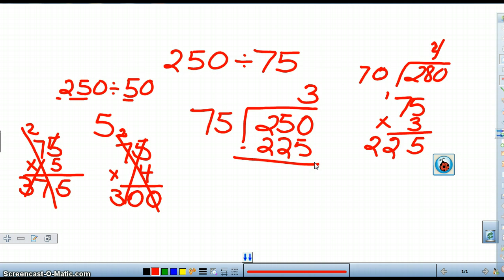Dylan Summerlot, what's my next step? You need to divide them. I divided, now I multiplied. 3 times 75 is 225. What's my next step? Subtract. Yes, subtract. Borrow, regroup.